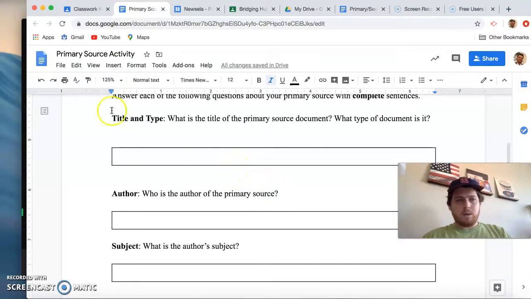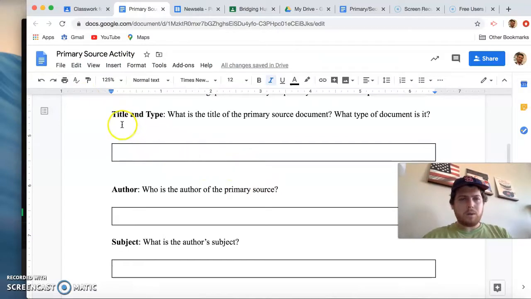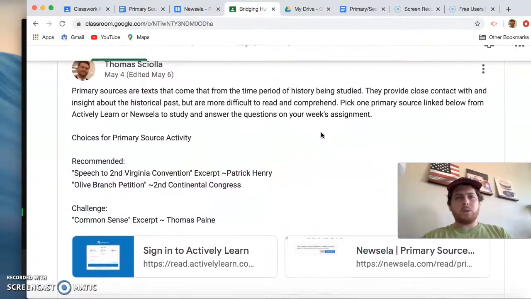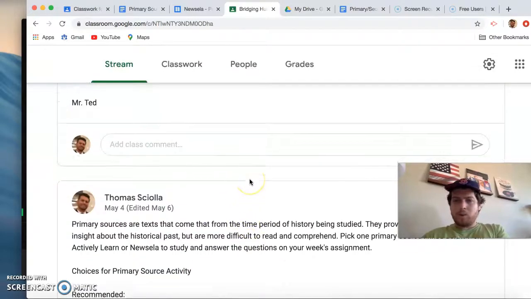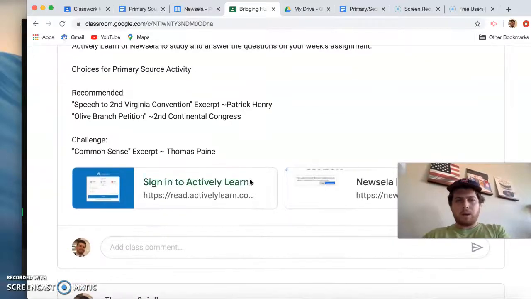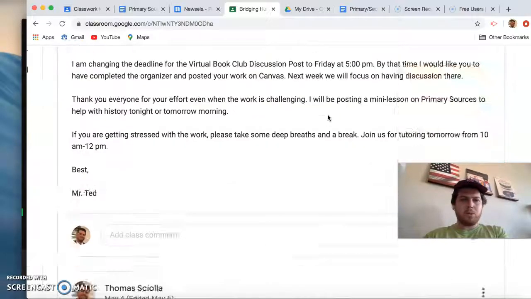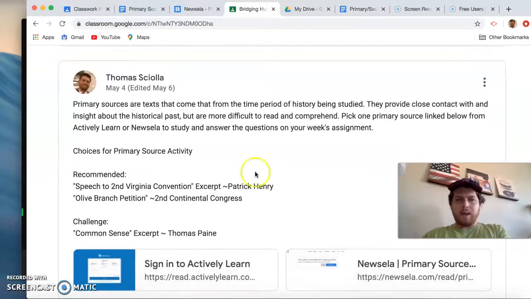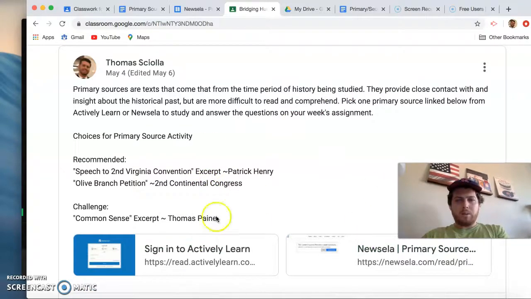So these are the questions. What you need to do is choose one primary source that I have linked on Google Classroom. This is a post on the main stream. I keep moving it up to the top. I am using the stream to push out a lot of different information, to join small groups, to join tutoring. I keep pushing this up to the top because you need this to do the primary source activity.